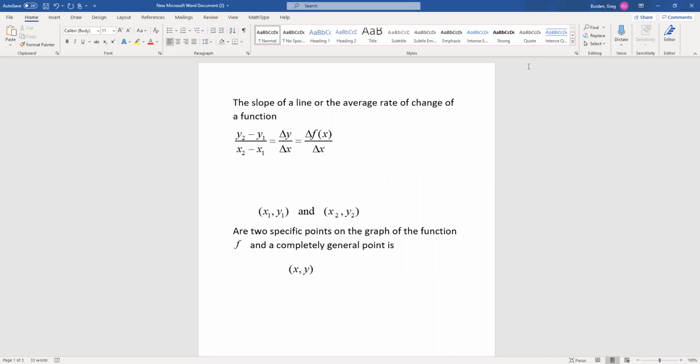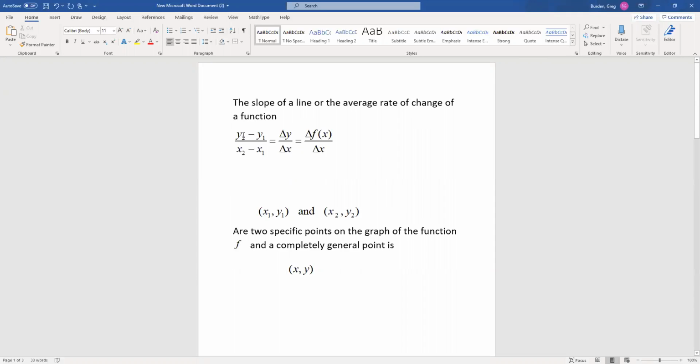In this video, I'm going to look at two very closely related topics, the average rate of change of a function and what's called the difference quotient. It turns out that both of these things are really just slight variations, different perspectives on one concept, and that concept is closely related to slope.